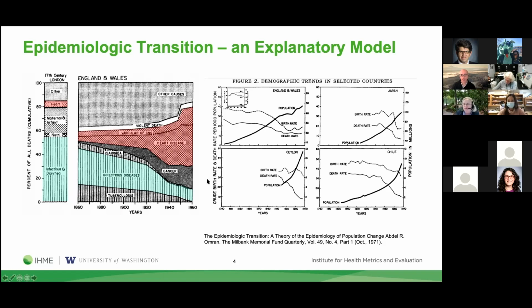Here he showed it in England and Wales, Japan, what he called Ceylon, which is Sri Lanka, and Chile. It was a very simple observation, sort of amazing that it hadn't been well documented in the scientific literature until the 60s and 70s, which is that as populations increased, birth rates decreased, and death rates declined. This observation was really an attempt to show that demographic change, driven by changes in society related often to industrialization, was fundamentally tied to mortality rates, but also the composition of causes of death.